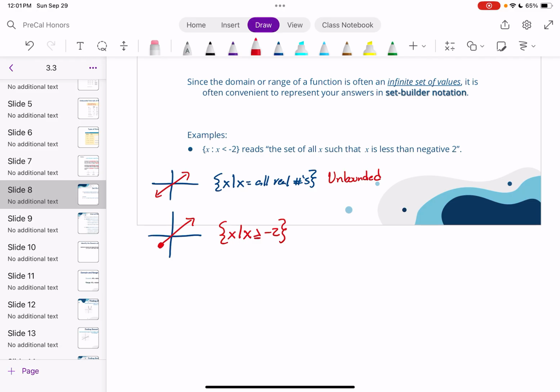Now, how do we know that we are going from x such that x is greater than or equal to -2? Notice we are using the greater than or equal to sign because it is a closed circle. It is a number that is extending towards the top and to the right-hand side. In this case, we would describe this as unbounded above and bounded below.